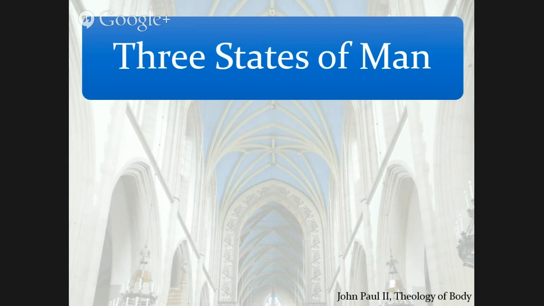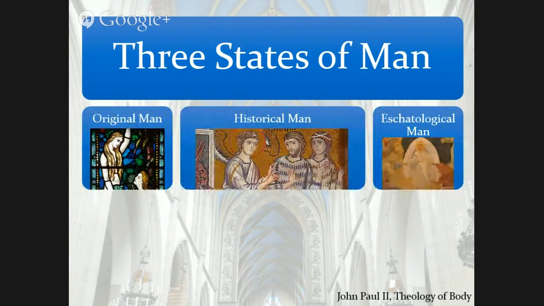juxtaposed those art traditions with something that John Paul II reflected on. He reflected upon the three states of man throughout salvation history, in his theology of the body. In his theology of the body, he talked about the three states. First was original man. That's man before the fall, before original sin enters the world. And then historical man, which is the time after the fall in which we're trying to move back towards God.